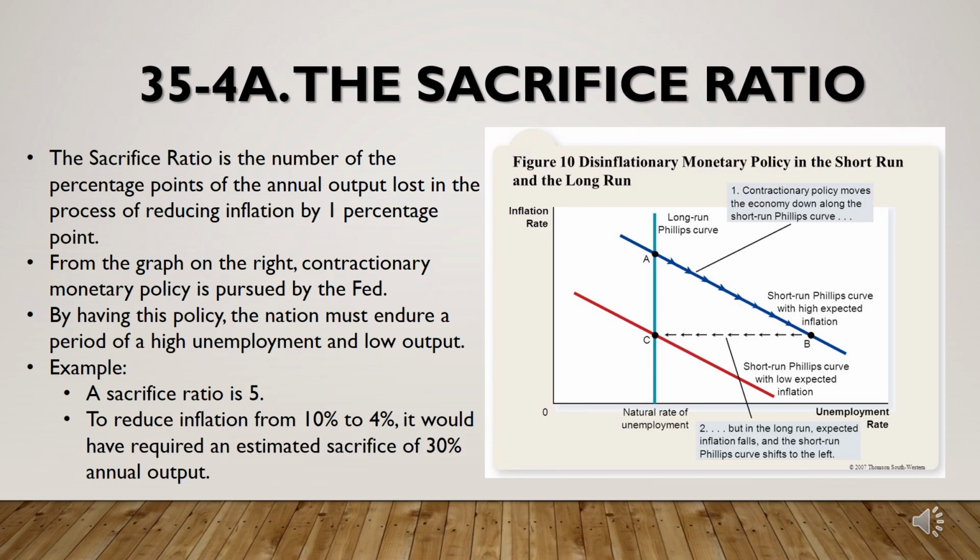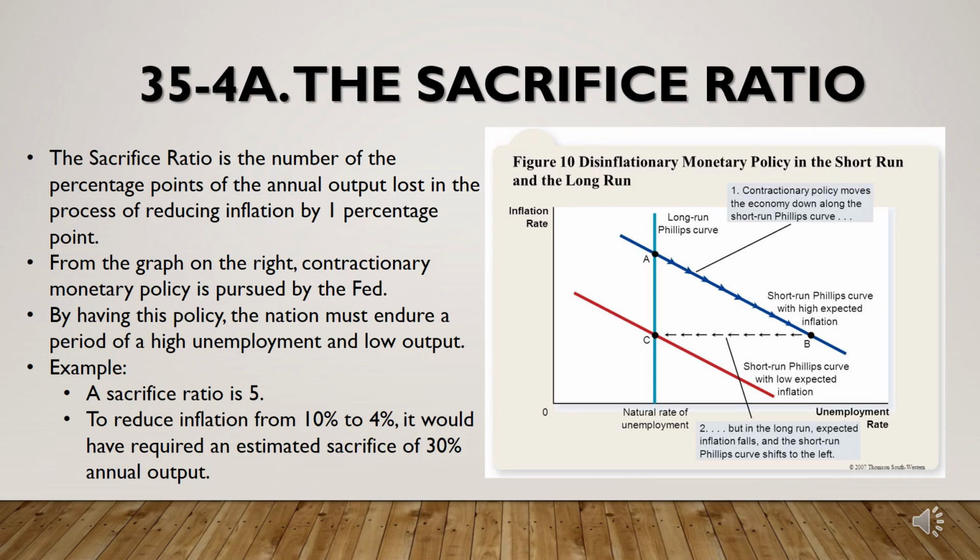It means that by having this policy, the nation must endure a period of high unemployment and low output. To make you understand better, I will give you an example of the sacrifice ratio. A sacrifice ratio is 5.